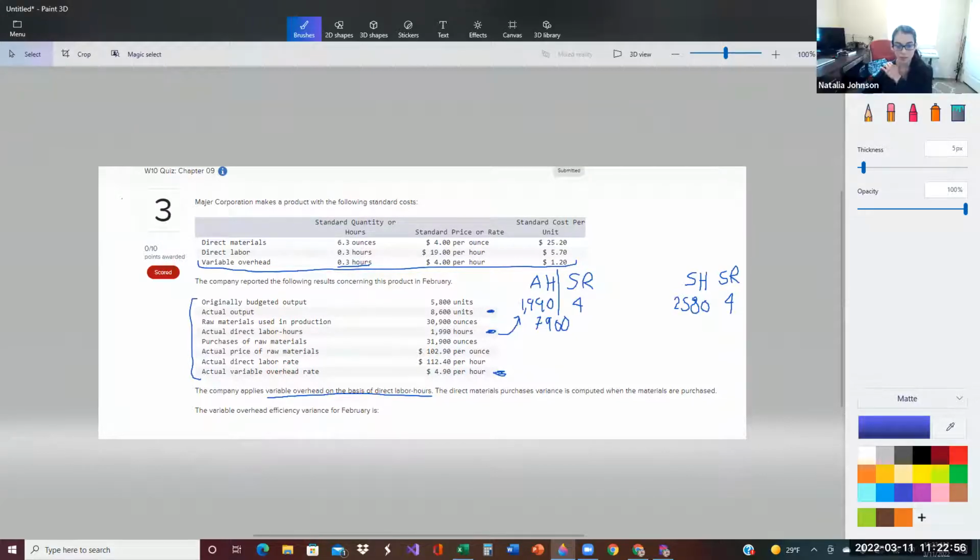Yeah. So we see they use 1990 hours. So that's why it's the actual hours. And the standard rate is from here, so $4 per hour. And we use it here too.